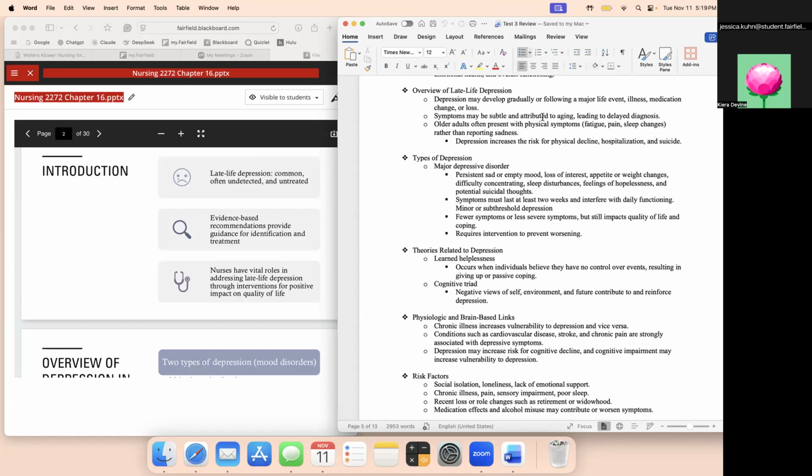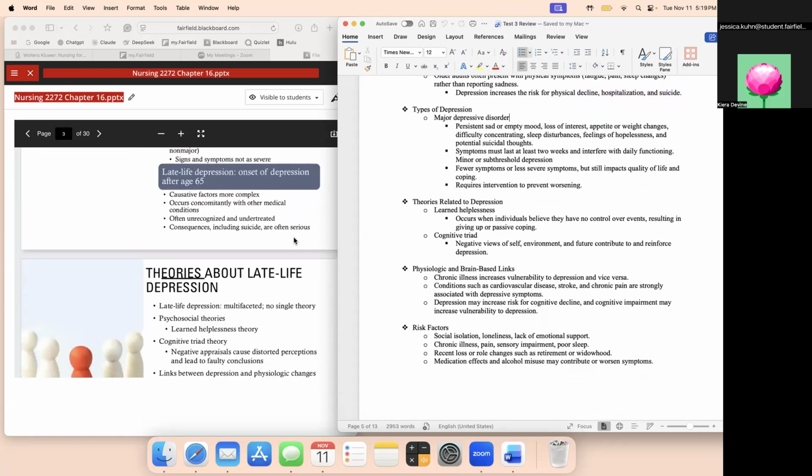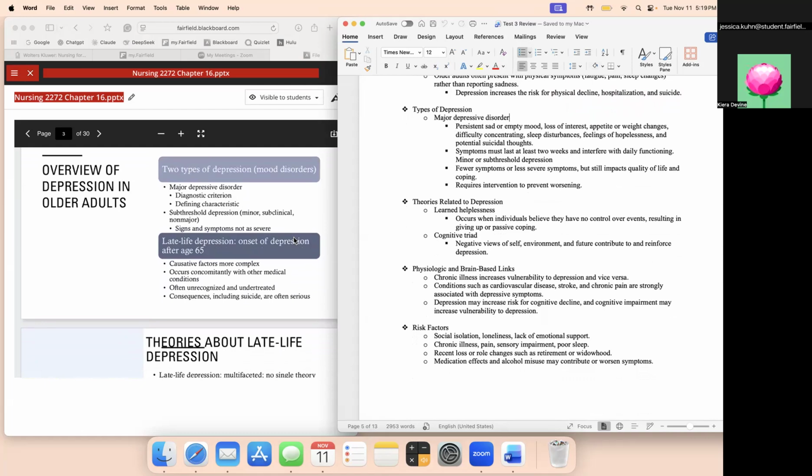Symptoms can be subtle and can be attributed to aging, which is why there's a delay in the diagnosis. Older adults often report it as physical symptoms rather than emotional symptoms. So they're going to talk about fatigue, pain, or sleep changes. The reason it's so important to recognize is because it does absolutely heighten your risk for physical decline, hospitalization, and suicide. There are two types of depression.